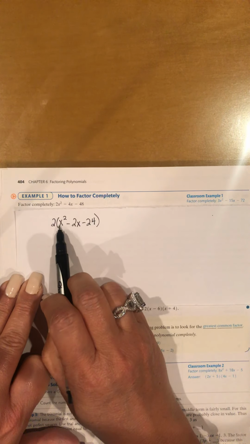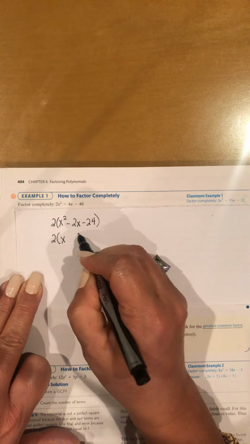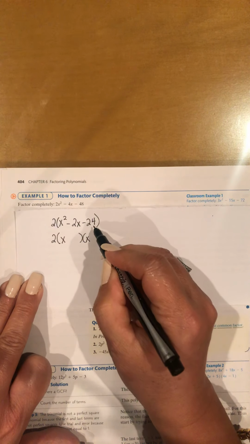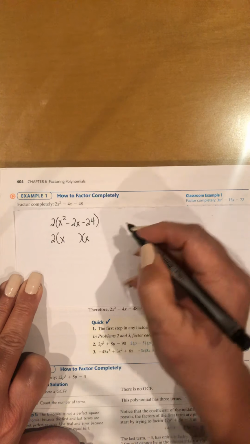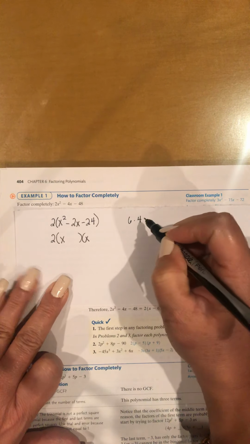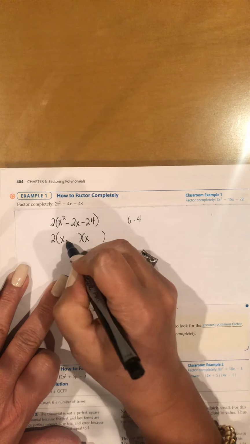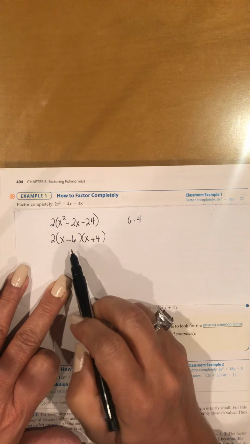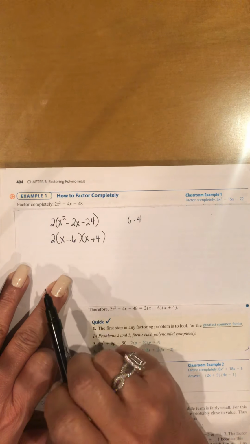Now the leading coefficient here is 1. So now I'm going to ask myself, what times what? I know this is x times x. What times what is negative 24, but adds to be negative 2? So I want to look at terms. I know that 6 times 4 is 24. So if I make the 6 a negative and the 4 a positive, the product is negative 24 and the sum is negative 2.